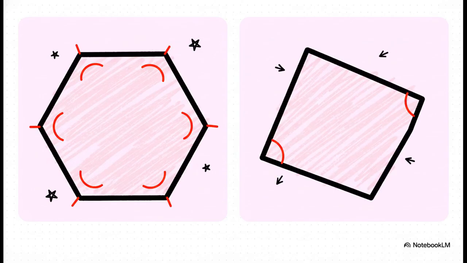We can also categorize them by their sides and angles. A regular polygon is basically the absolute perfectionist of shapes. Every single one of its sides is equal in length, and all of its interior angles are perfectly equal in measurement. A square or an equilateral triangle are perfect examples of regular polygons. But then you have irregular polygons, where things get a bit messy. The sides and angles vary in their measurements. Think of a standard rectangle or a rhombus. Either the sides aren't all perfectly equal, or the angles aren't.